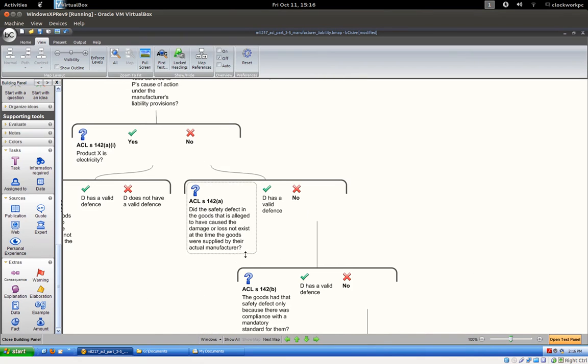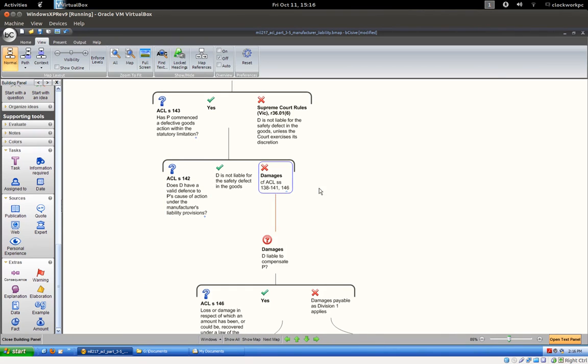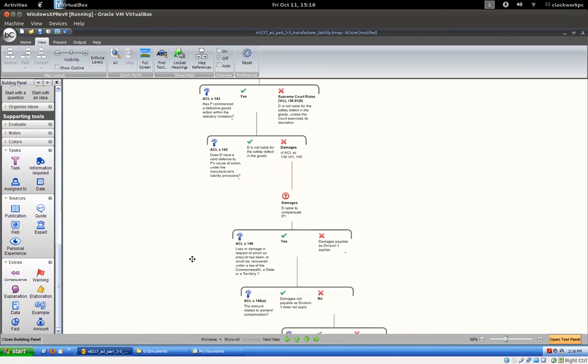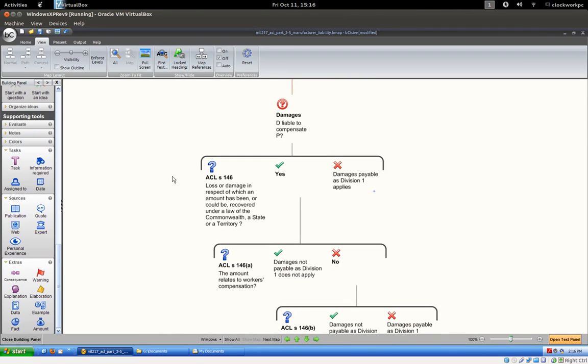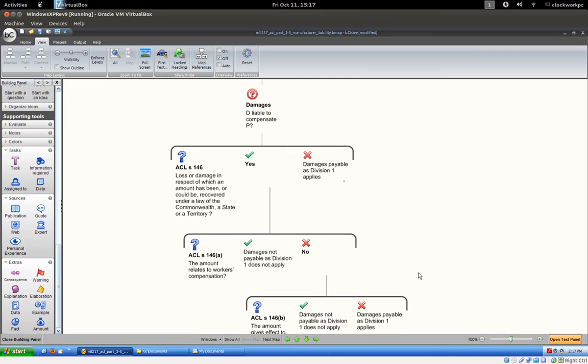But if there is a valid defense, then that's where it ends. But assuming that there's no valid defense, then we get to talk about damages. So the first question is whether we are talking about loss or damage that's covered by workers' compensation or some other scheme. So if the plaintiff has already recovered or could recover an amount of money for the loss and damage suffered under a workers' compensation scheme or an international agreement, so that's 146A and 146B respectively, then the damages don't apply. If you can get money from the workers' compensation scheme, you have to go there. You can't take it to court. I suppose the court looks upon that as double dipping.